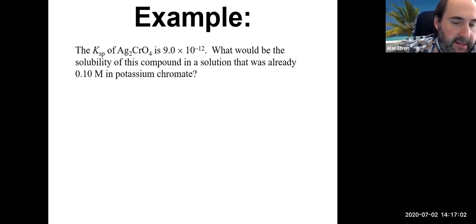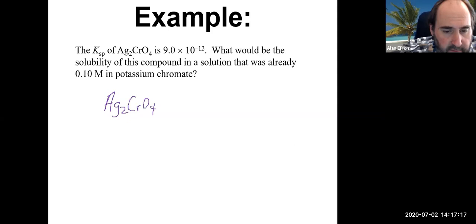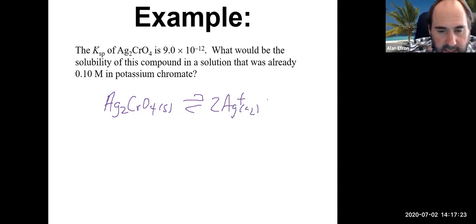All right, so let's take a look at this one. We've got our silver chromate breaking apart, and obviously we have the Ksp for that. So that is clearly the thing that's going to set up the equilibrium. We will have our silver chromate break apart into a couple of silver ions plus our chromate.